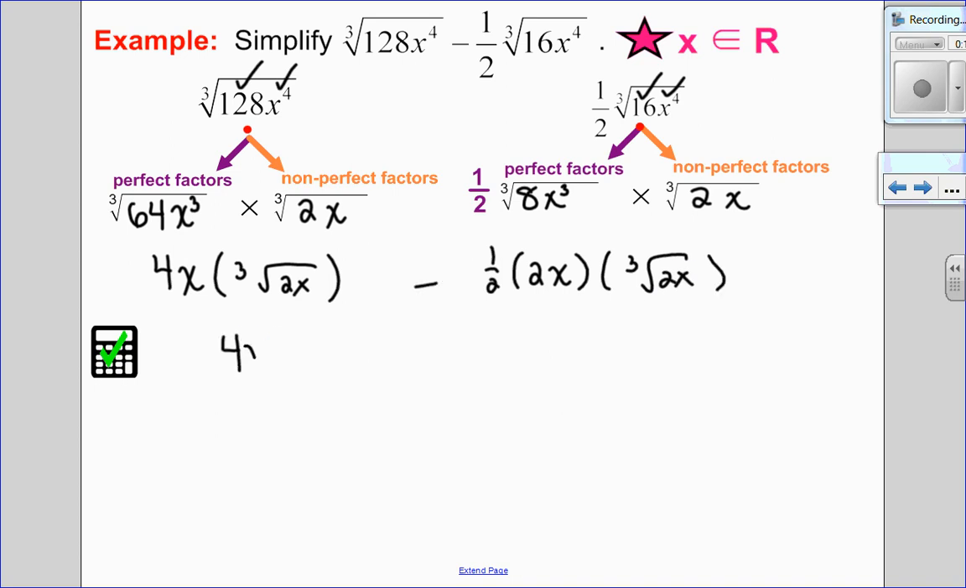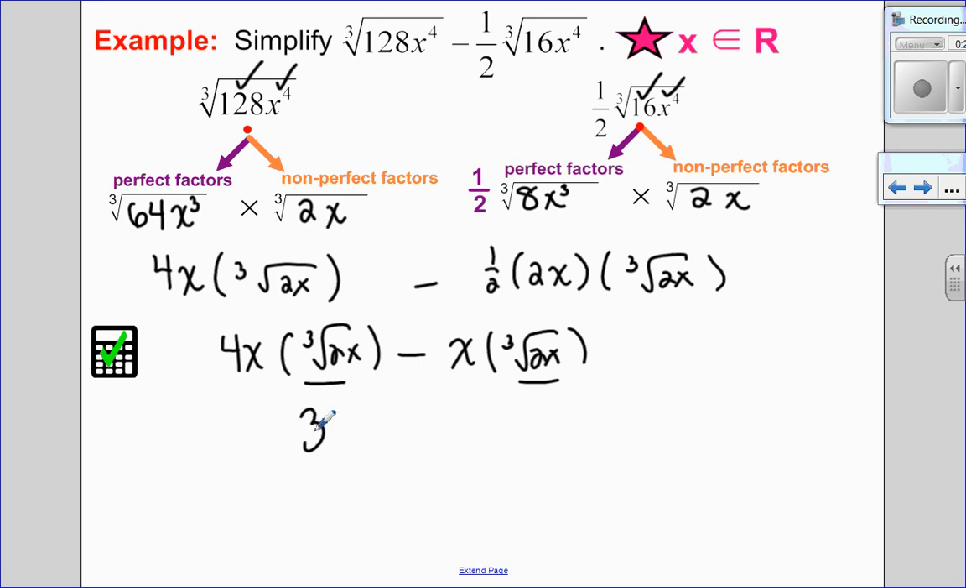So this is 4x cube root of 2x minus half of 2 is 1, x cube root of 2x. So notice they are like terms. They have the same index and the same radicand. So if I have 4x cube root of 2x and I take away x cube root of 2x, I'm left with 3x cube root of 2x. So that just becomes like the variable, okay? And to combine the variable, I just add the numbers in front.